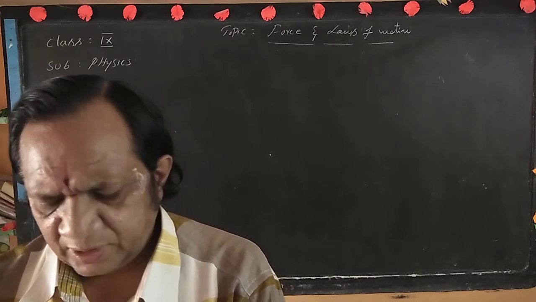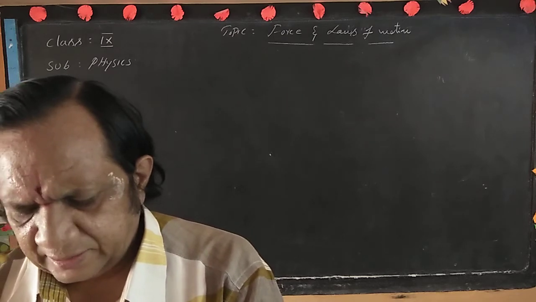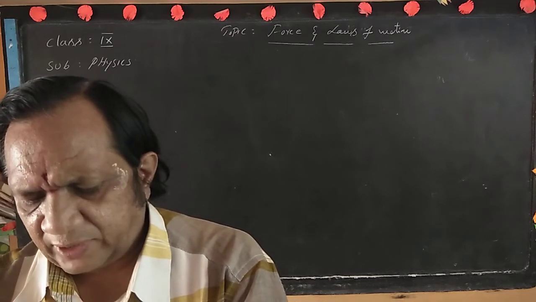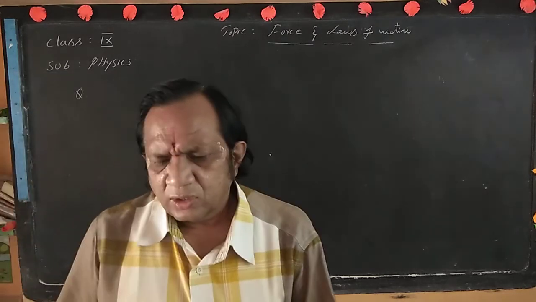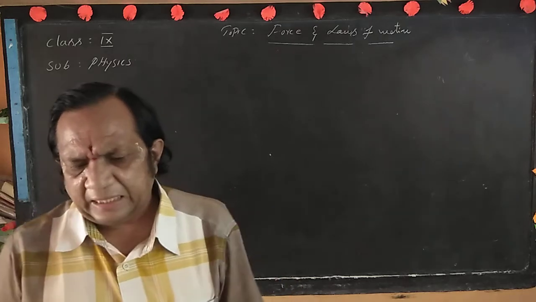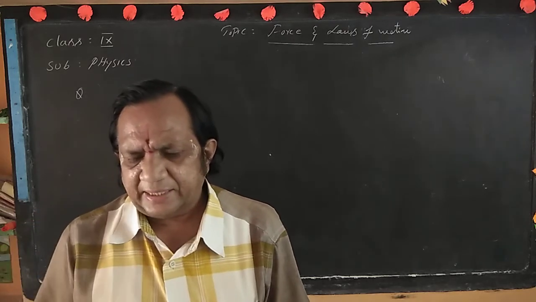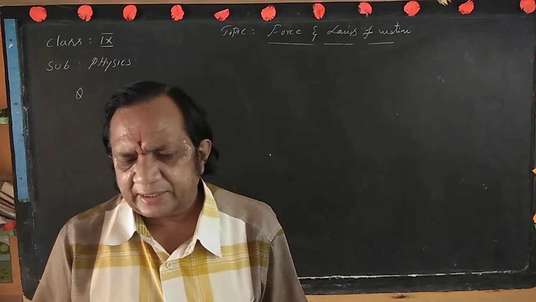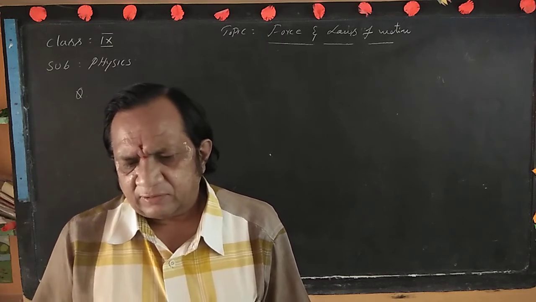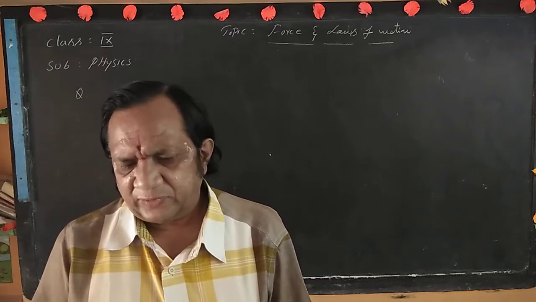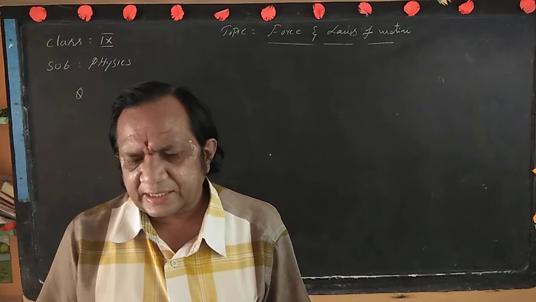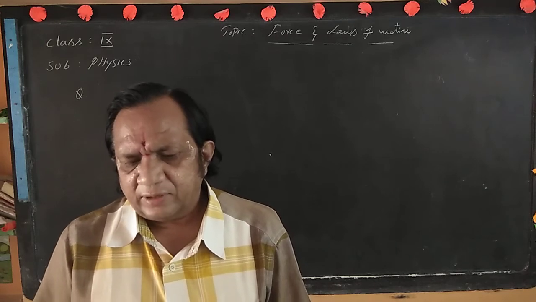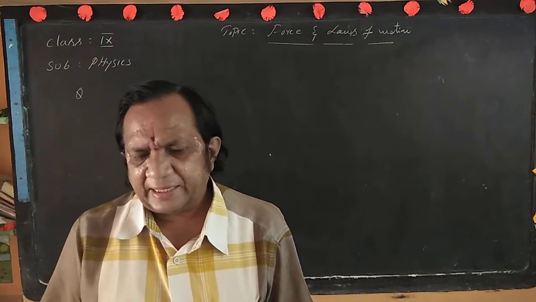Next problem will be a truck starts from rest and rolls down a hill with a constant acceleration. It travels a distance of 400 meters in 20 seconds. Find its acceleration. Find the force acting on it if mass is 7 tons.